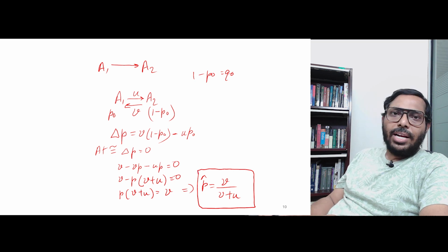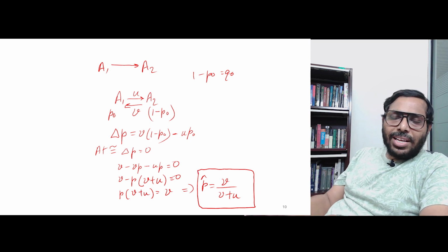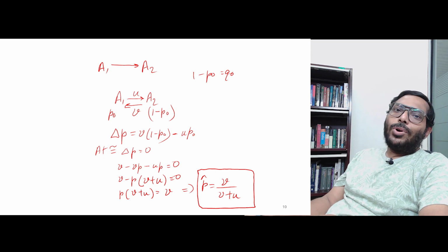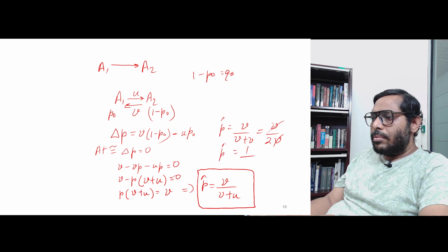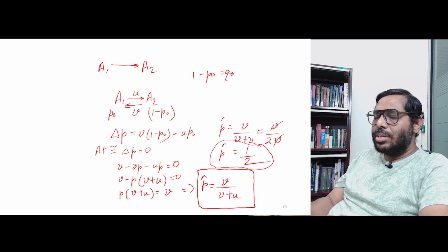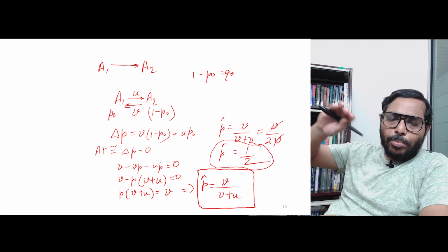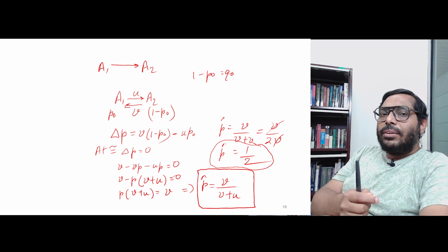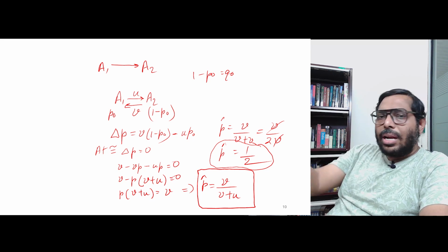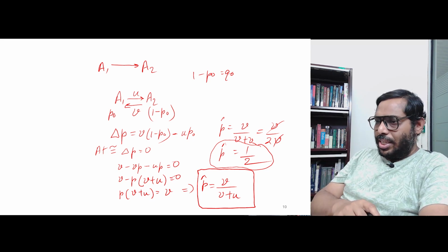This is the general relationship. Now, the special case that we were doing was v equal to u, right. So, when you have v equal to u, then p hat is equal to v by v plus v, equal to v by 2v. So, you just cancel these two out. This is why we were obtaining that when the forward and the reverse mutation rates were the same, then the whole population was stabilizing at equal frequency of the two alleles. Now, what happens if the allele frequencies are not equal? That you can figure out from this particular relationship.